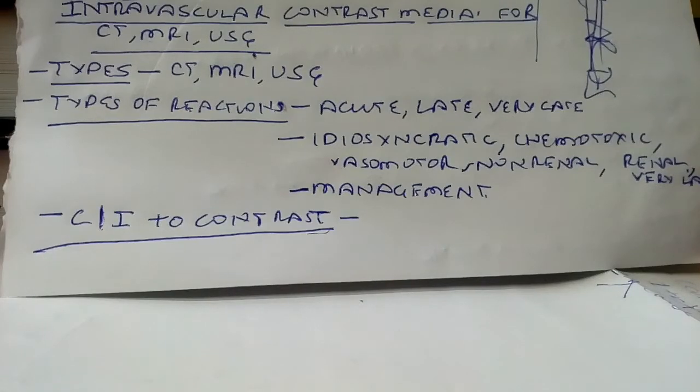Of the low osmolar ionic contrast media, the only one used nowadays is ioxaglate. Then comes the low osmolar non-ionic contrast media, which are the commoner ones used nowadays, like iohexol, ioversol, iopromide, iopamidol. And then comes the isoosmolar contrast media, which are the current trend in radiology, and the commonest ones are iodixanol and iotrolan.